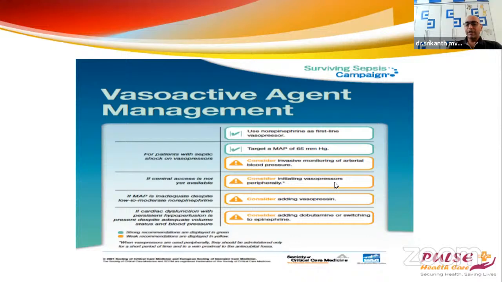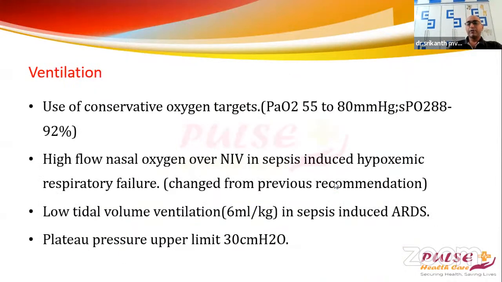Consider invasive monitoring of arterial blood pressure. Consider initiating vasopressors peripherally if the central access is not yet available, and consider adding vasopressin if you are not able to maintain MAP with norepinephrine. Adding dobutamine in cases of septic shock with cardiac dysfunction. Now coming to the ventilation targets.